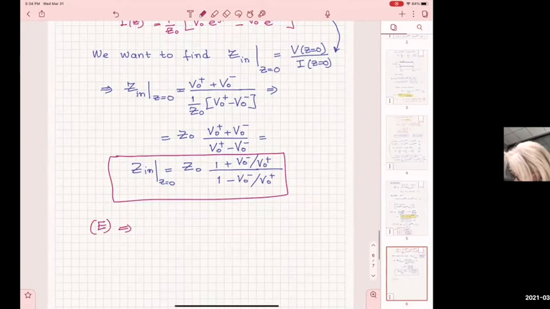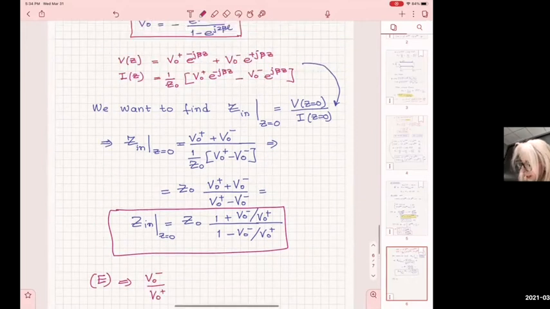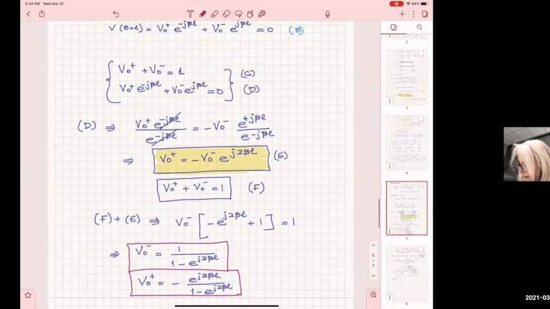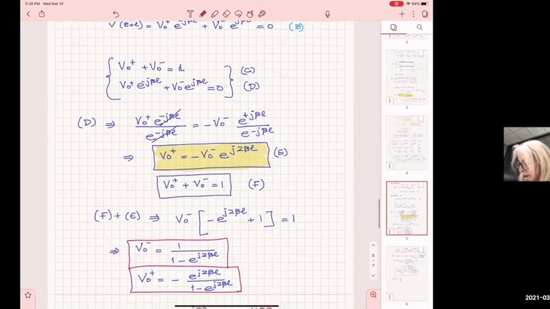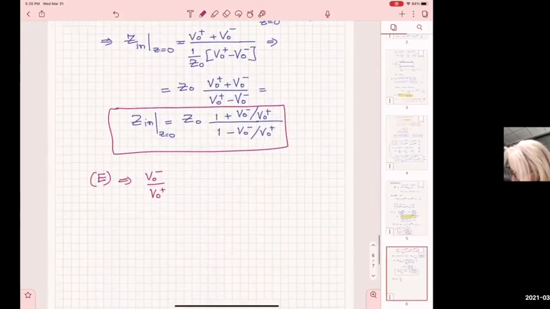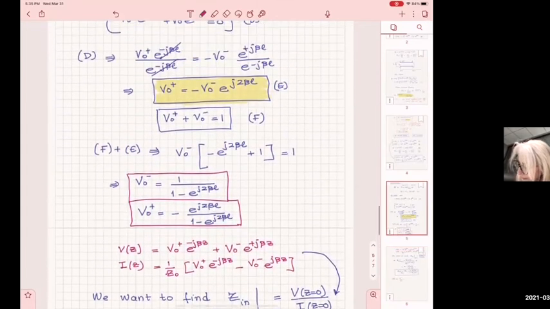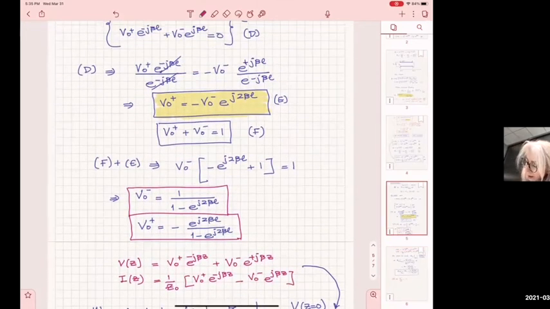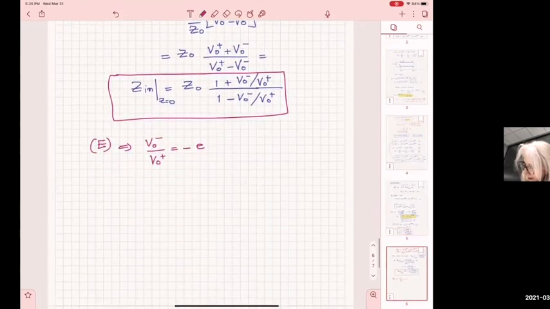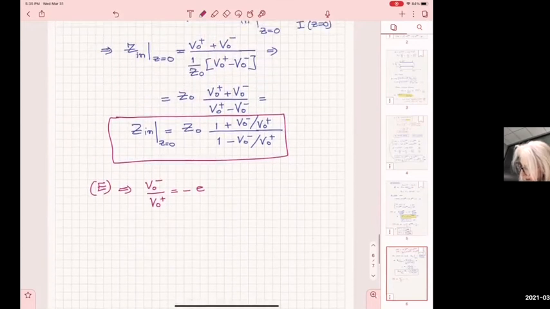We have V naught minus over V naught plus, let's see, E to the minus j beta L. Do you agree? With a minus sign in front. So from here we have that this is minus E to the minus j.